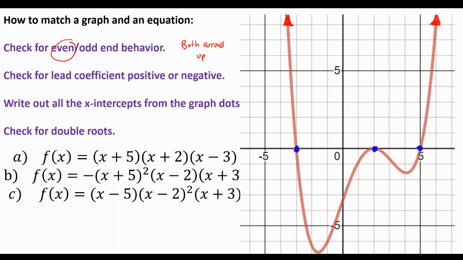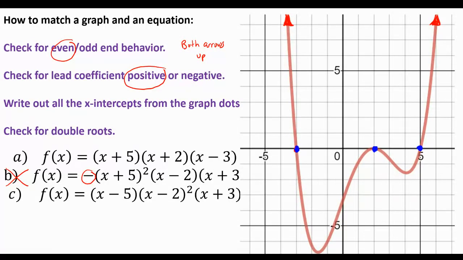Check for your leading coefficient. Is it positive or negative? In this case, it's positive because both arrows are pointing up. So it would be a positive leading coefficient. Right away, if you look at your answer choices, it cannot be letter B because it has a negative leading coefficient. So forget B, it can't be that.